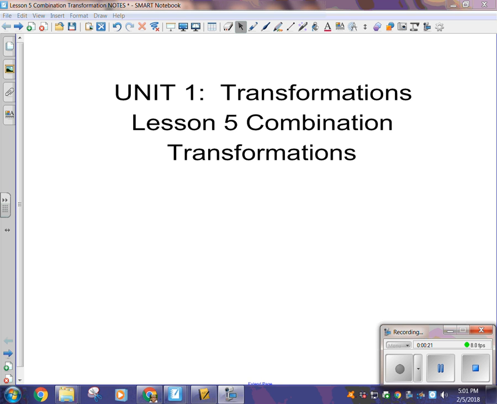You could dilate it and translate it. So basically pick any two of the 4 transformations that we've practiced, and then you're going to do both of them before you get your final answer.